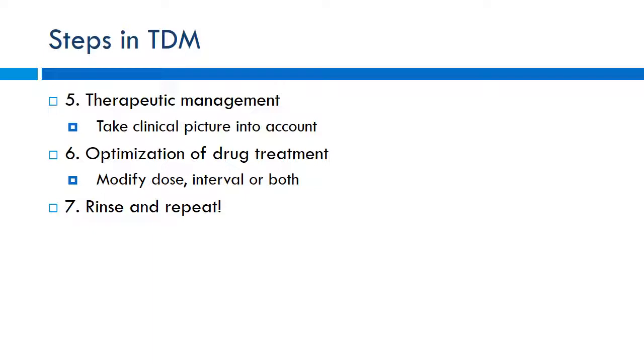But if it is truly out of range, we can optimize our drug treatment, either modify the dose or modify the interval. Sometimes we'll do both, but usually it's one or the other. And then we rinse and repeat. You wait until the drug gets to steady state again, and then reassess at that point.